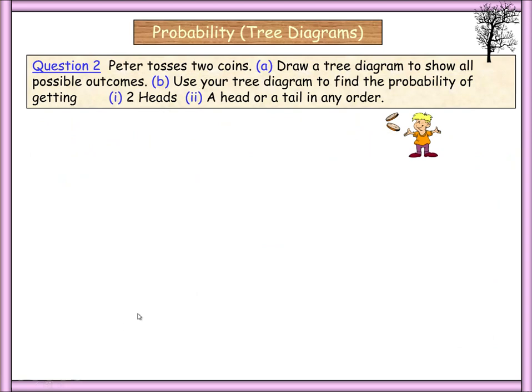Question 2. This time I want you to read the question. Peter tosses 2 coins. Draw a tree diagram to show all the possible outcomes, and then use your tree diagram to find the probability of 2 heads and a head or a tail in any order. Okay, so construct a tree diagram and off you go. Click pause when you're ready, click play, and we go through the answer.